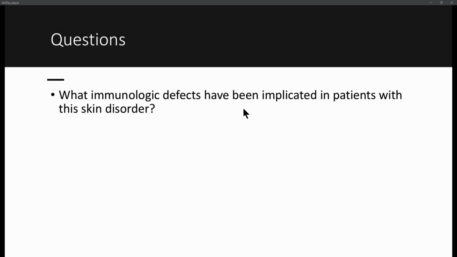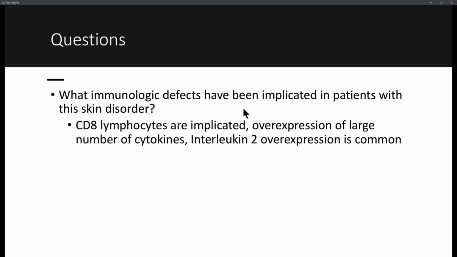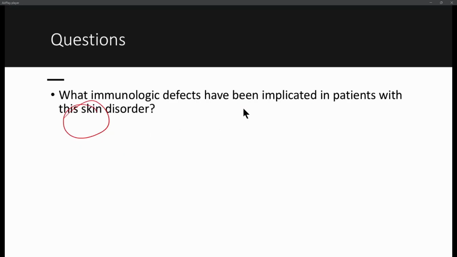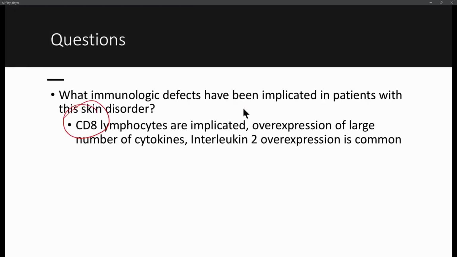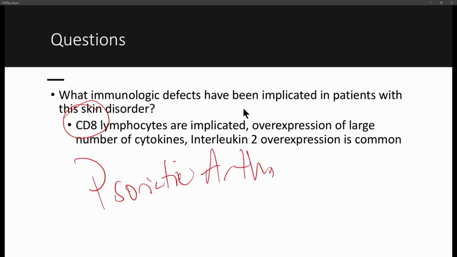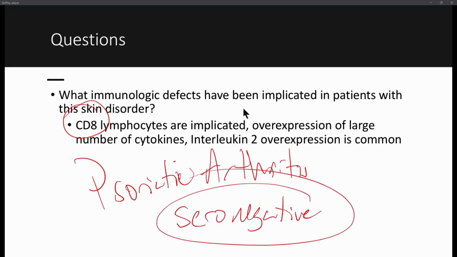And what immunologic defects have been implicated in patients with this skin disorder? When they have psoriasis, what other things can they get? Well, I'm sorry. So the first thing was, remember, it's CD8 for psoriasis. So remember, they also can get psoriatic arthritis. And that's a seronegative. You'll get more into that later on when we get to ortho. So psoriatic arthritis is another manifestation of psoriasis.